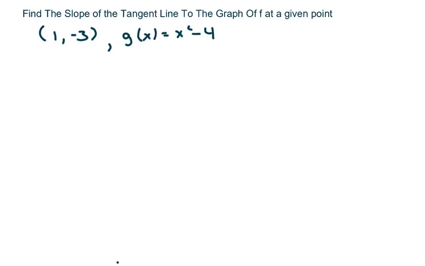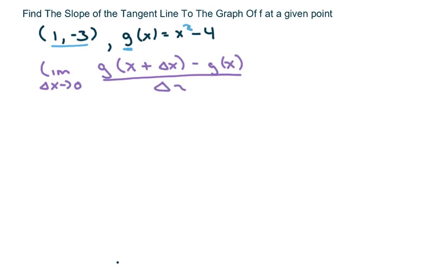Hi everyone, we're going to find the slope of the tangent line to the graph of a given function, g, at a given point, and this is our point. So the first thing I'm going to do is write my limit as delta x approaches 0, and we know that that's going to be g of x plus delta x minus g of x over delta x. That's the formula. In this case, my x is 1.